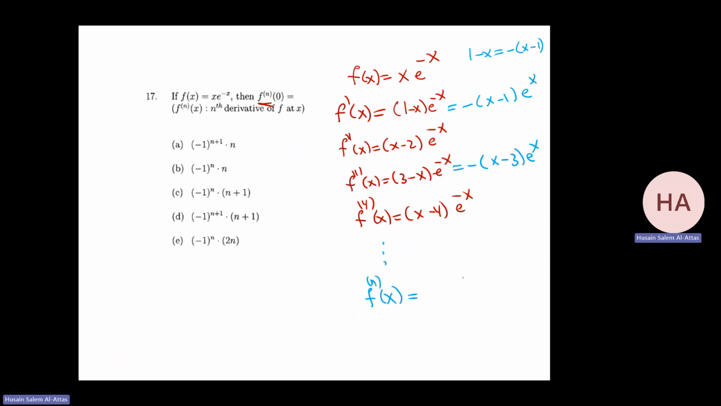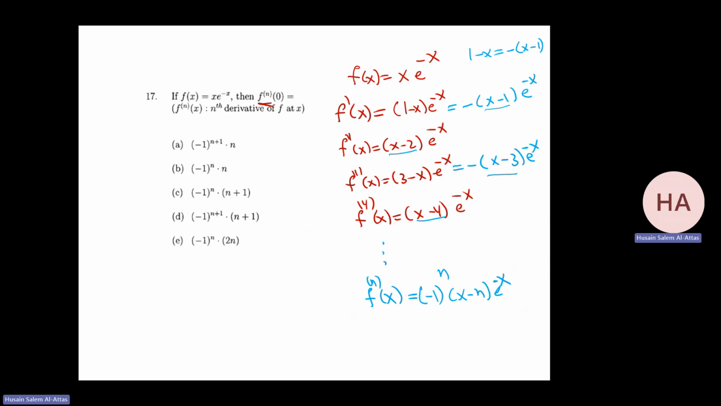Because it will be what? x minus n, e to the power x, e to the power minus x, sorry. Minus x, e to the power minus x. Because I have x minus 1, x minus 2, x minus 3, x minus 4. There is the minus sign here: minus, plus, minus, plus, minus, plus. So I will do it with minus 1 to the power n. For the odd it is negative, for the even it is positive. Now I write it in terms of n.